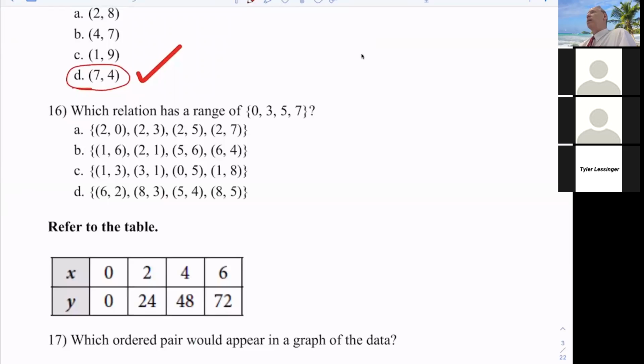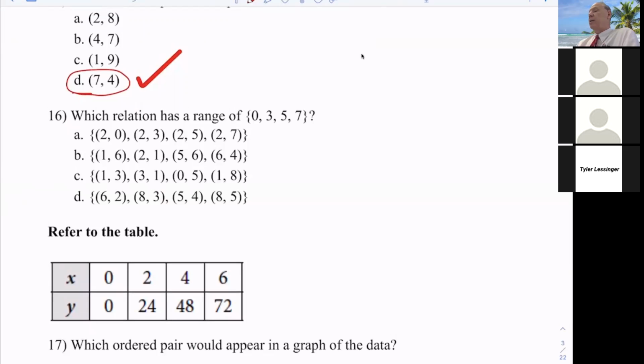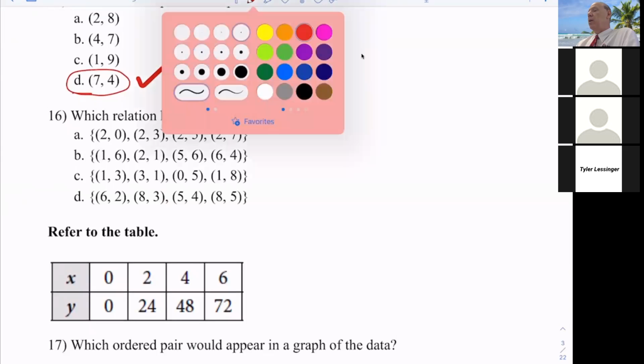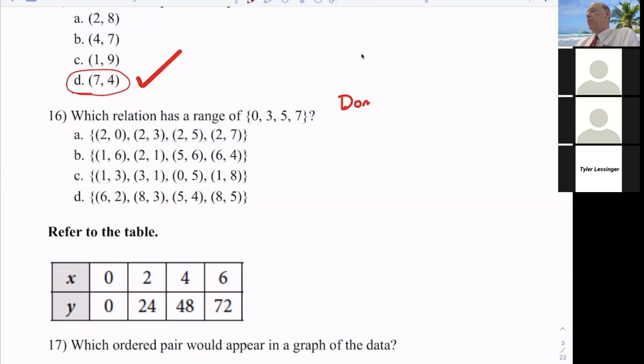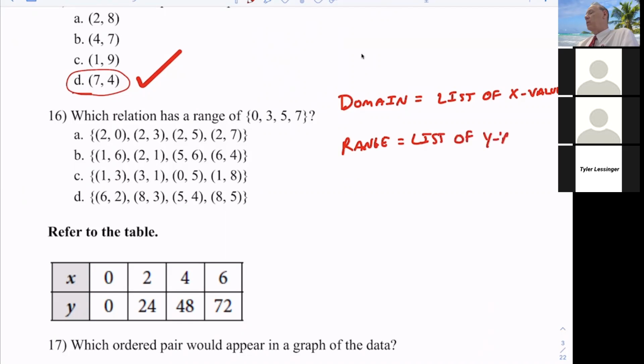All right, 16. Range. Now, a lot of you guys, I said, please look up the information. All right, if you forgot. We said earlier in the year, let's write this down. Everybody, write down domain. Domain is the list of X values. So what do you think the range is? Yes, the list of Y values. Thank you very much.